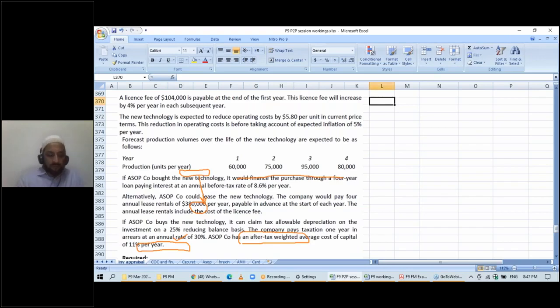So first of all, calculating present value of cash flows associated with the leasing arrangement.